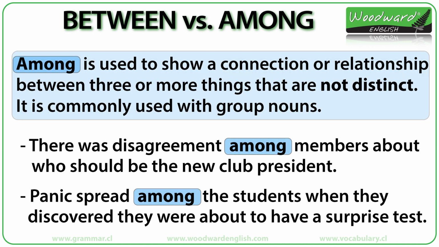Among is used to show a connection or relationship between 3 or more things that are not distinct, especially when considering a collective relationship. It is commonly used with group nouns or collective nouns. There was disagreement among members about who should be the next club president. Panic spread among the students when they discovered that they were about to have a surprise test.